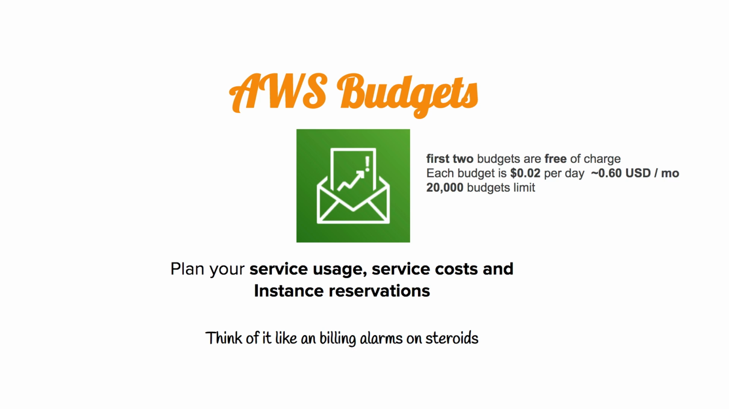AWS Budgets is a service that helps you plan service usage, service costs, and instance reservations. I like to think of it as billing alarms on steroids. When you use AWS Budgets, each budget costs about 2 cents per day, and you have up to a limit of 20,000 budgets, but the first two budgets are free of charge. So if you have an AWS account, you definitely want to go ahead and create yourself a couple of budgets, okay?